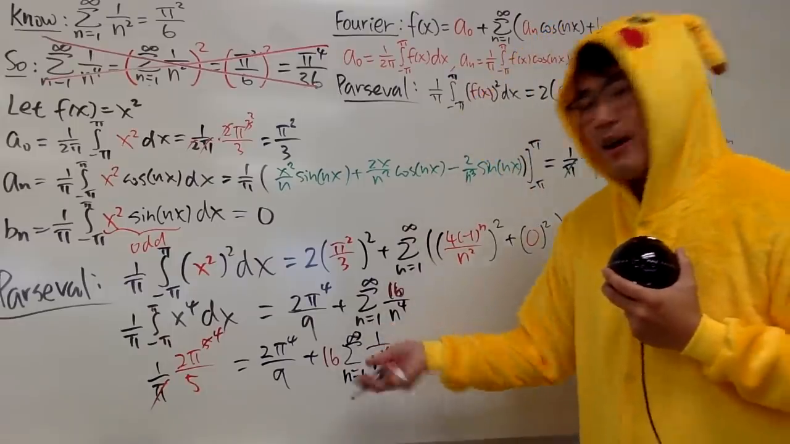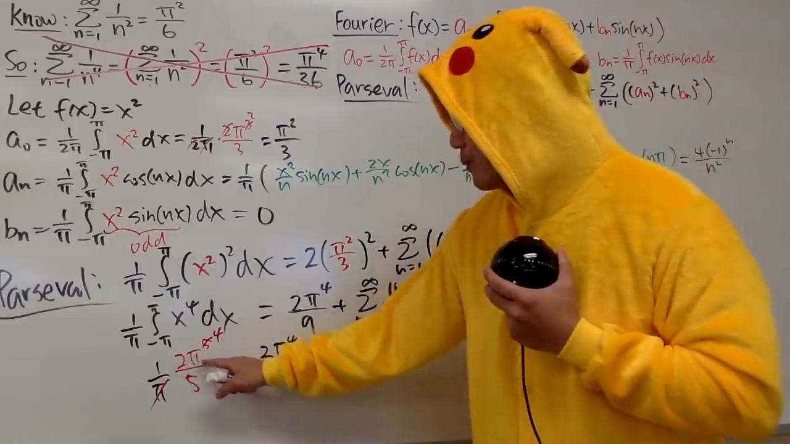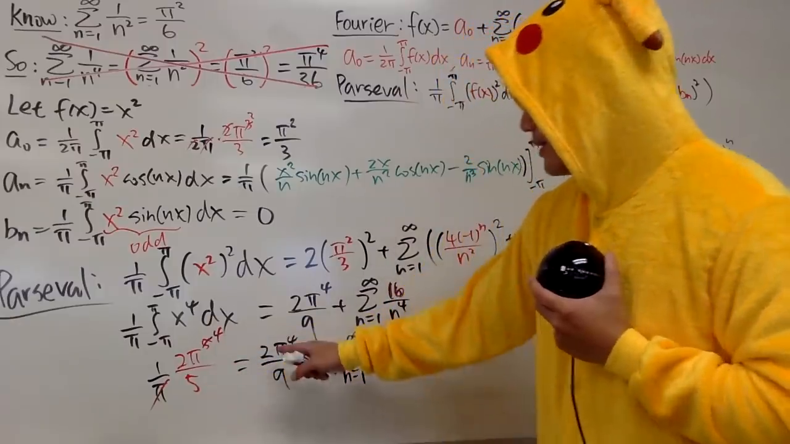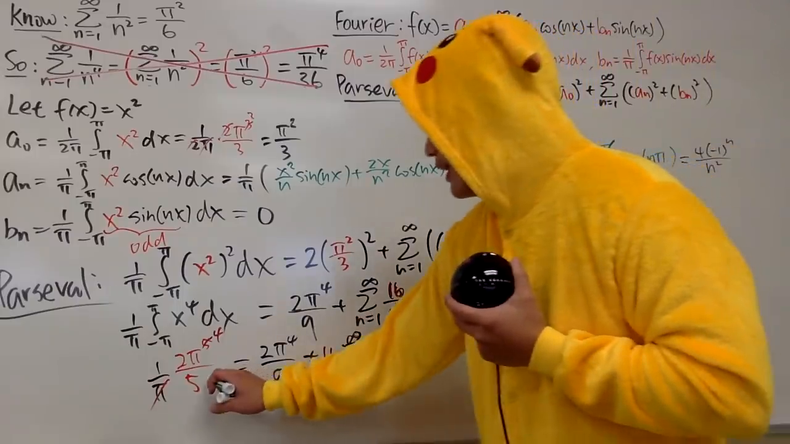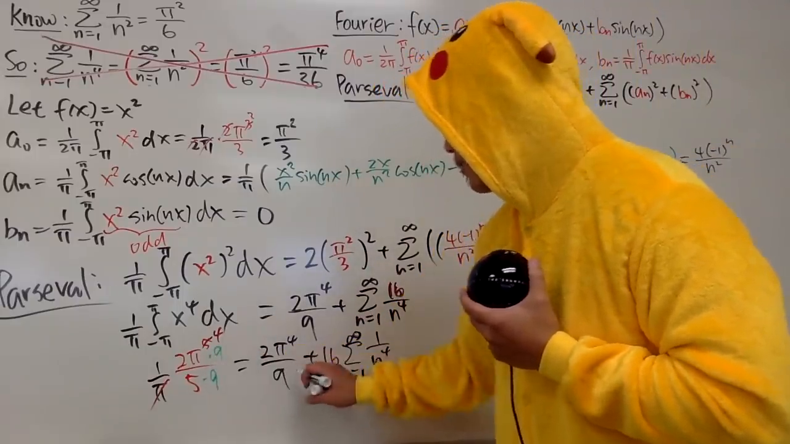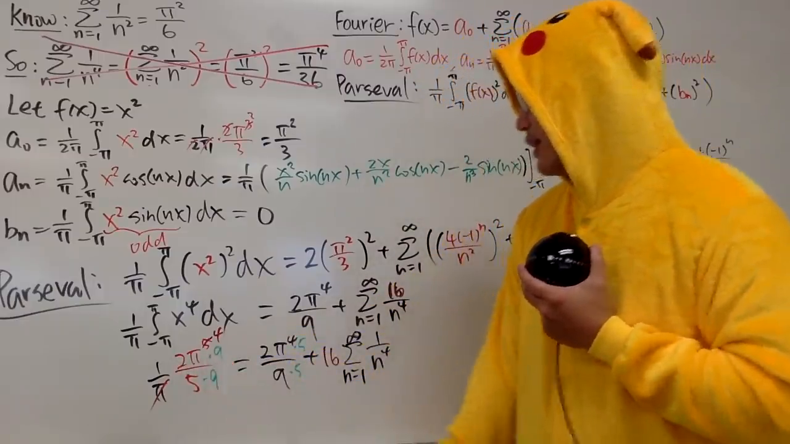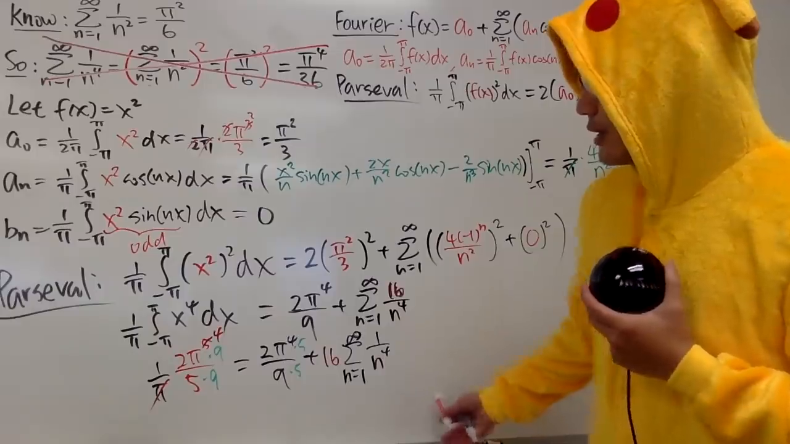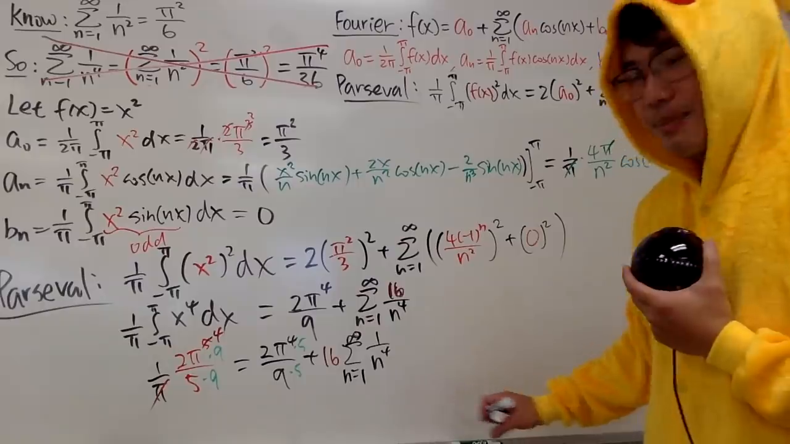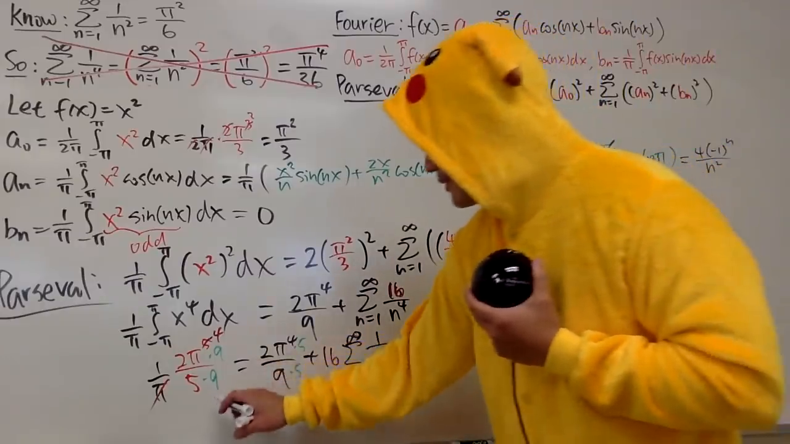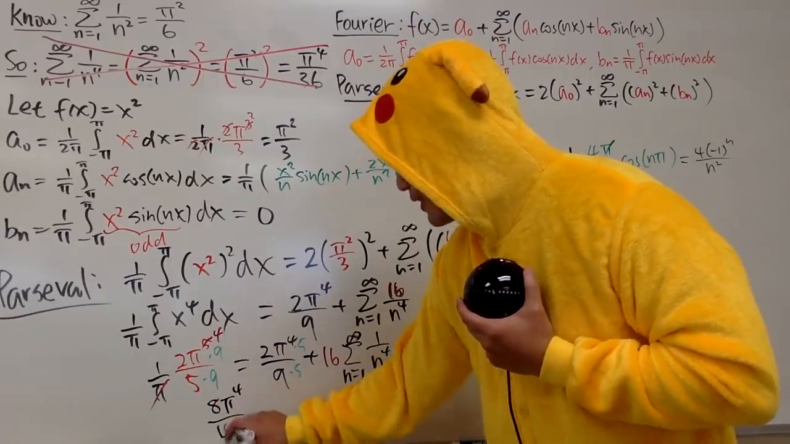Okay, let's see if we can do a lot of math in our head or not. This is 2 pi to the 4th power over 5. This is 2 pi to the 4th power over 9. So of course, let's just get our usual common denominator. Let's multiply this by 9, multiply this by 5, and 5. So this is 18, right? And then this is 10. So if you just subtract that on both sides, we will end up with 8 pi to the 4th power over 45.